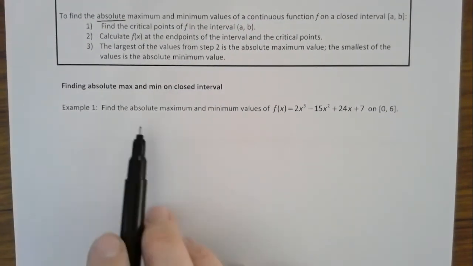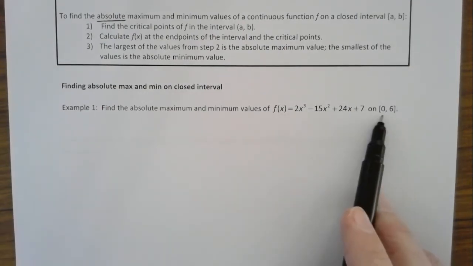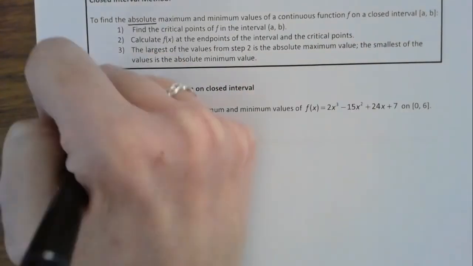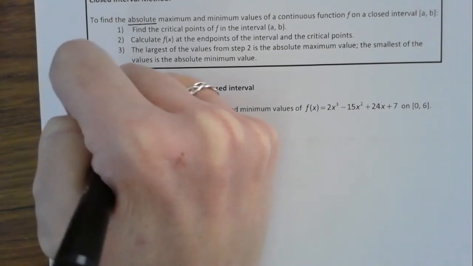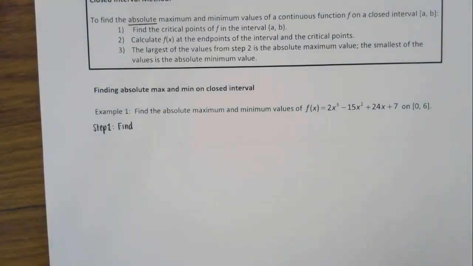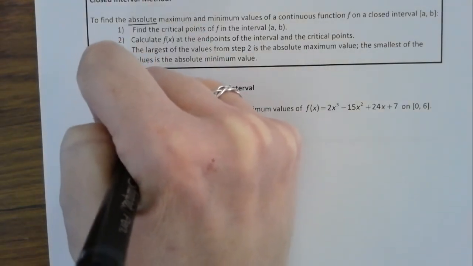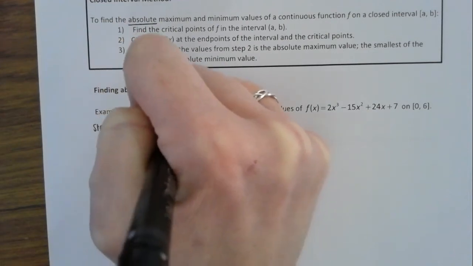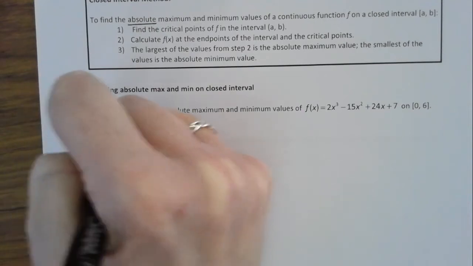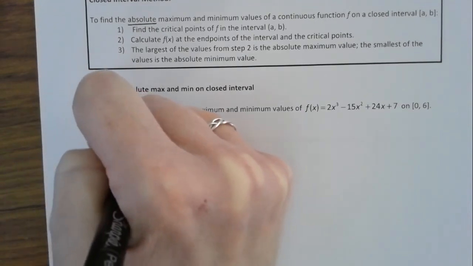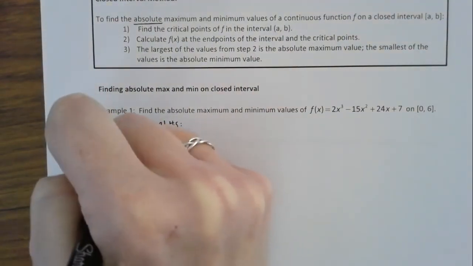So our first example is to find the absolute maximums and minimums of this cubic function on the interval from 0 to 6. So my step 1 is going to be to find my derivative. We're going to use the derivative to find the critical numbers. So I'm going to take my f prime. That's going to give me 6x squared minus 30x plus 24. I'm going to set it equal to 0.